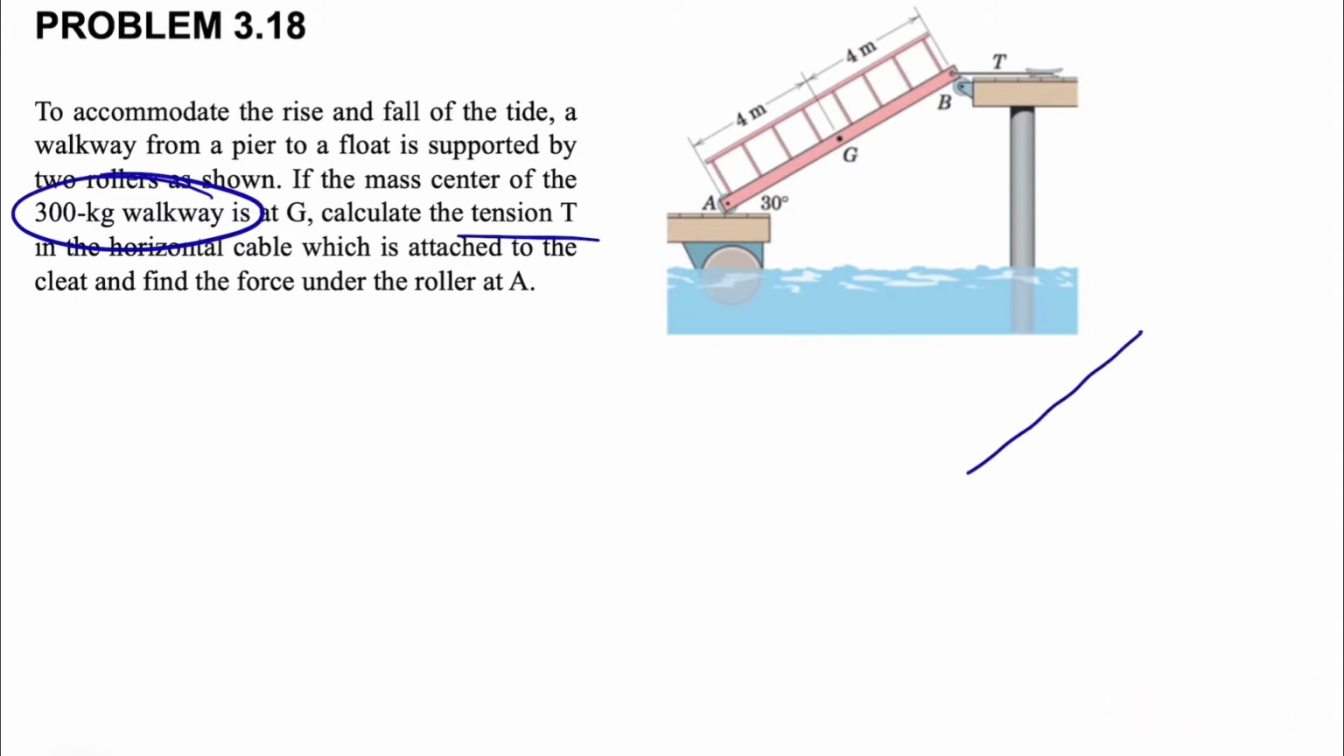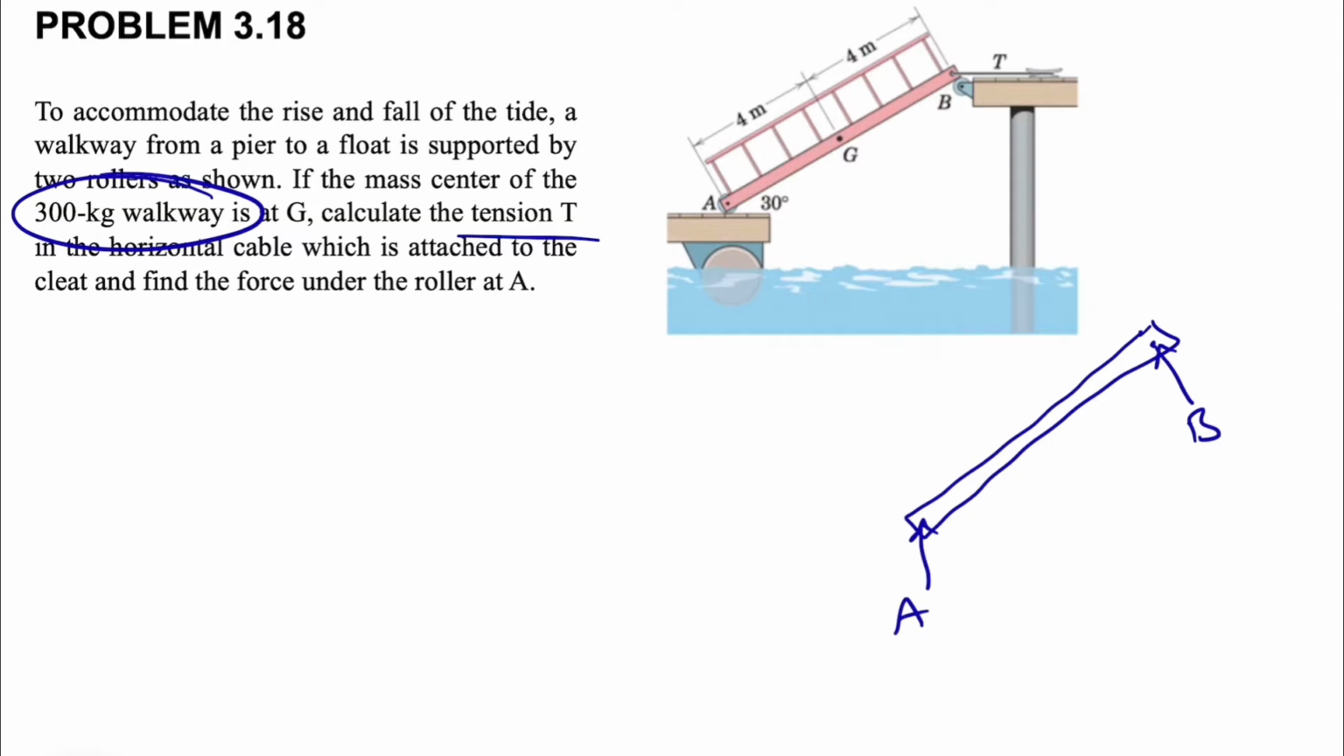So we have this walkway AB, and we have two different supports at points A and B. They are both rollers, which means there is only the normal force. Let's call this one A, and we have the same thing for B. We have a force normal to the walkway.